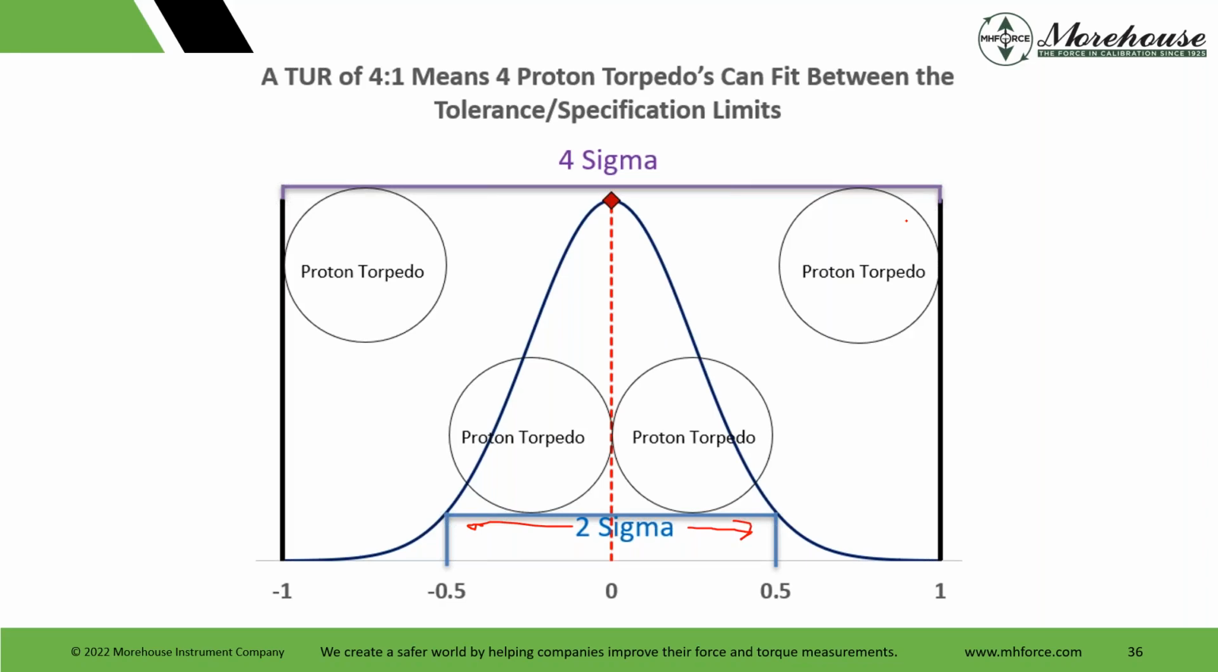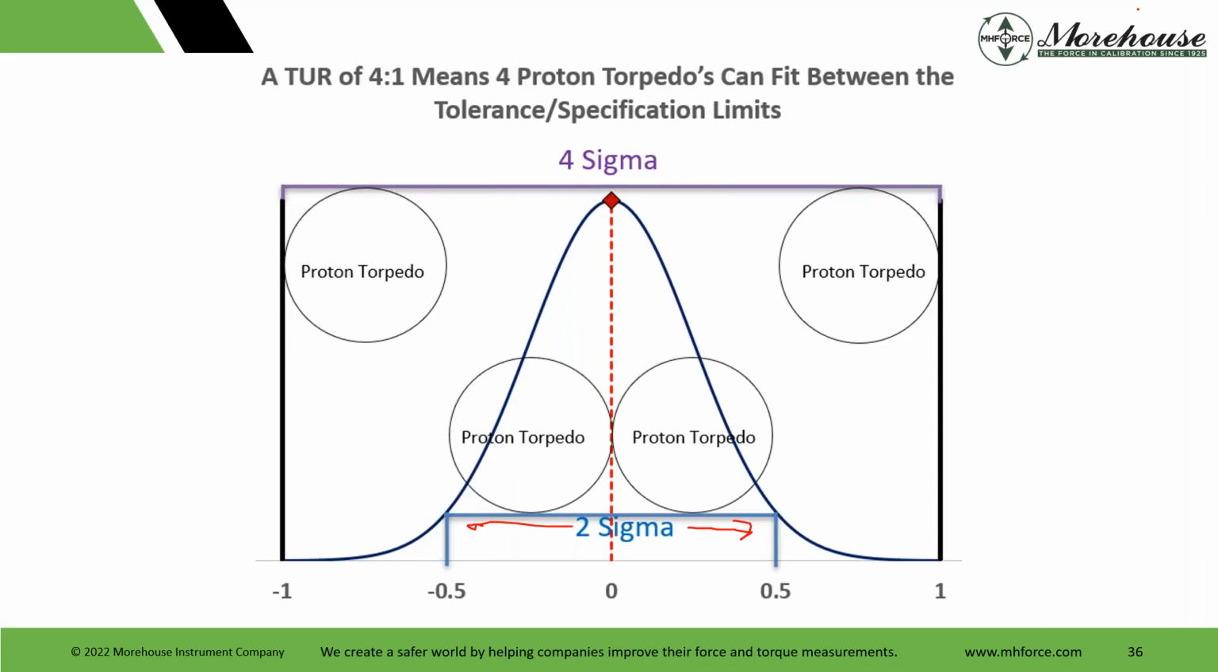So what that means, 2 sigma means that 95.45% of the population lies within 2 standard deviations of the mean. That population is represented above. 2 standard deviations would fit approximately those 2 proton torpedoes. So if we went the other way with this, we could say like a TUR of 2-to-1. We could not use higher than 2 sigma in this case, and only 2 torpedoes would fit between our specification limits.